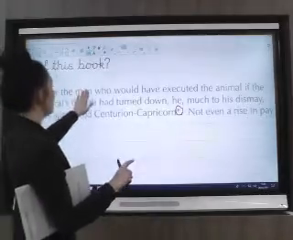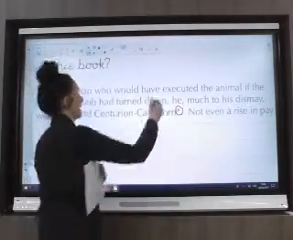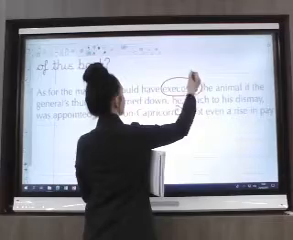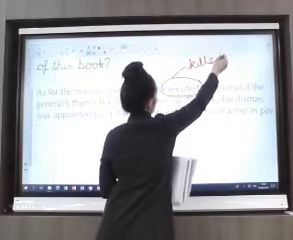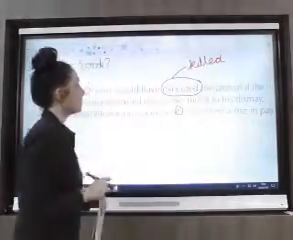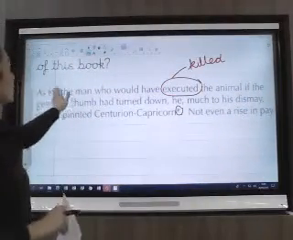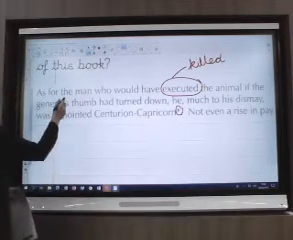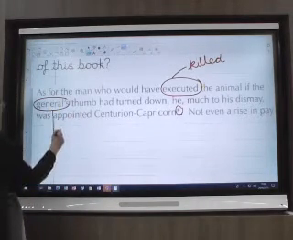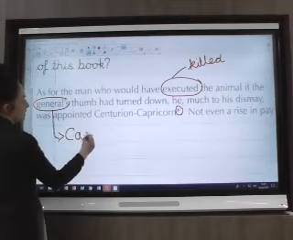As for the man who would have executed, so if you're not sure what executed means, it means killed. Okay, but look that up on dictionary.com if you're not sure. So, as for the man who would have killed the animal if the general's thumb had turned down, so the general is Caesar, isn't it?